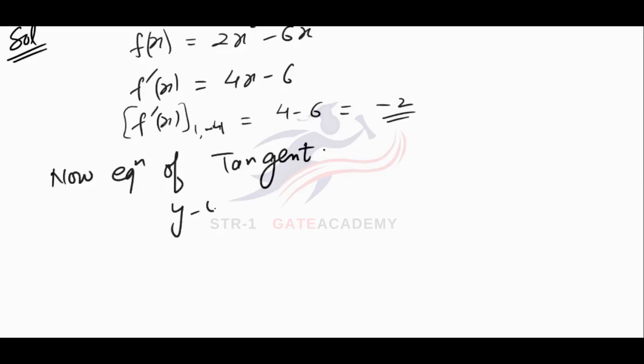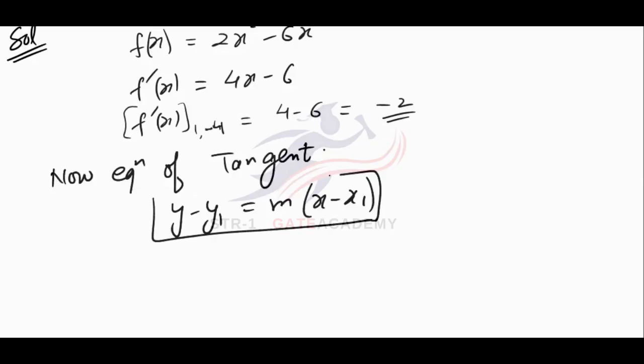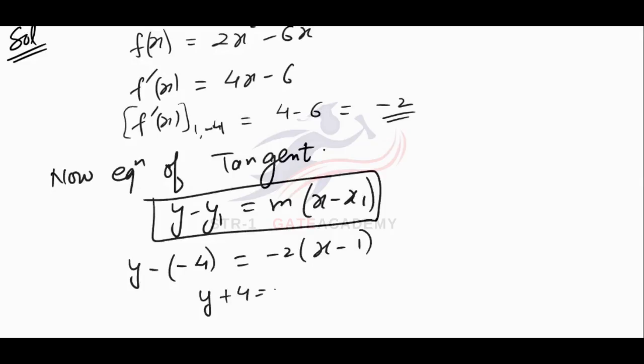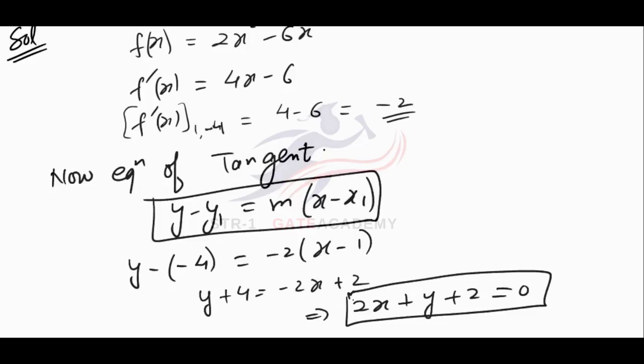will be nothing but y minus y1 is equal to m times x minus x1, right? So y minus (-4) is equal to minus 2 times (x minus 1). Very simply solve it, you will get the answer. y plus 4 is equal to minus 2x plus 2, which implies that 2x plus y plus 2 is equal to 0. That is the equation of the required tangent. Clear? This is how to derive this particular type of question.